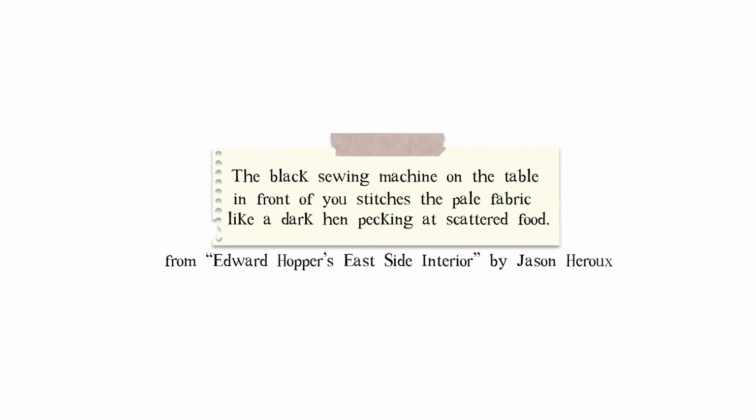The black sewing machine on the table in front of you stitches the pale fabric like a dark hen pecking at scattered food. That's an excerpt from Edward Hopper's East Side Interior by Jason Heroux.